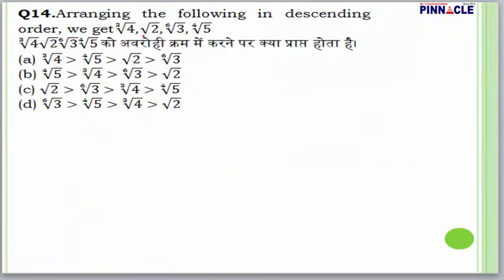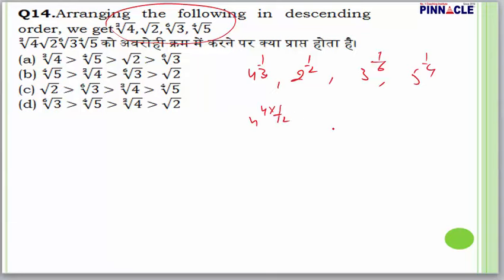Arranging the following in descending order, we will get. Now in such kind of question, what you have to do is take a common factor, that is the LCM of 3, 6, 4, which would be equal to 12. So convert into this, you can write these in this format: 1 by 3, 1 by 2, then 1 by 6, and 1 by 4. Now take the LCM and write this expression into 1 by 12, and so on.